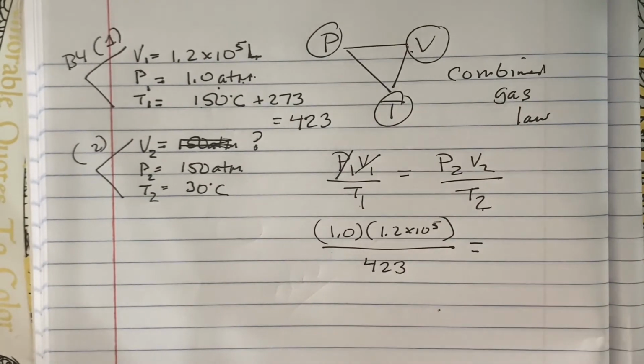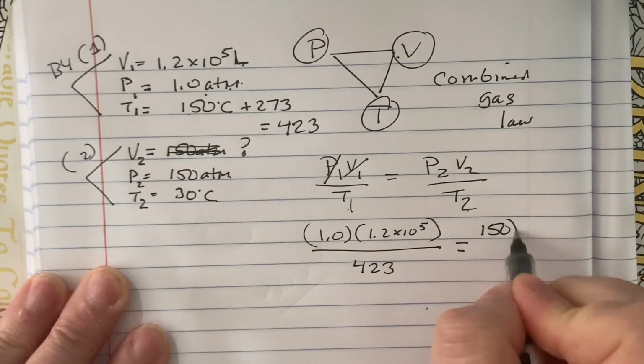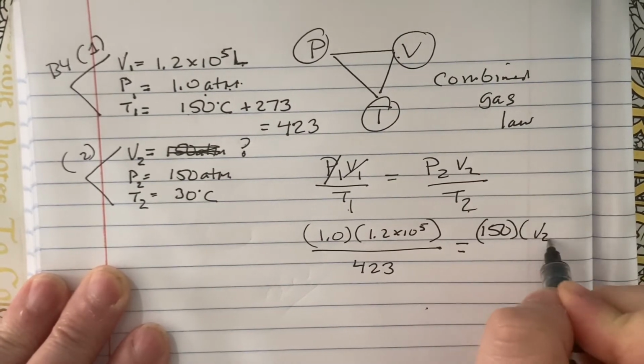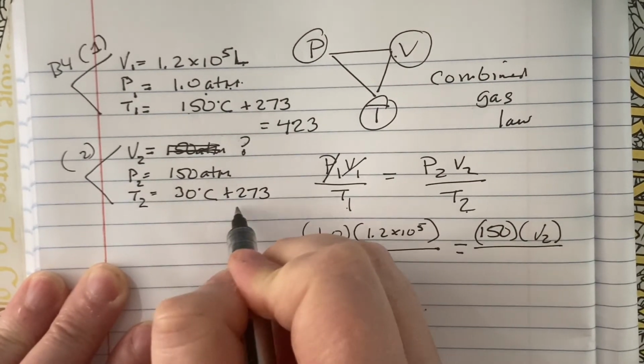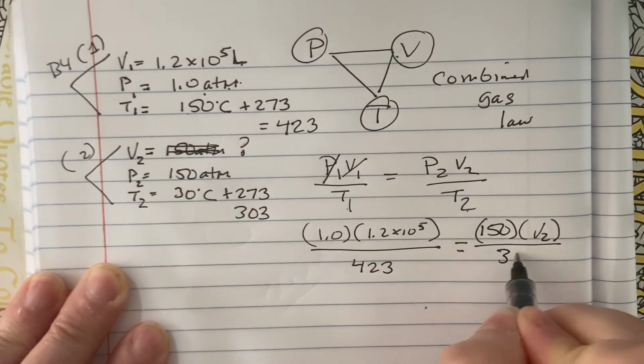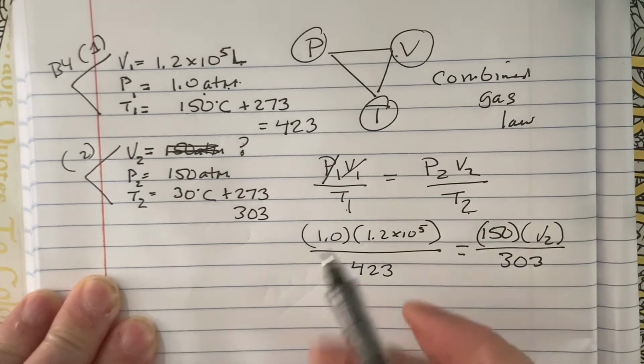And that's the end of my left side. On the right side, pressure 150. Volume is our variable, over 30 plus 273. That's 303.